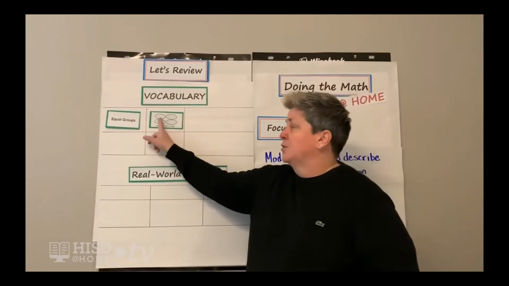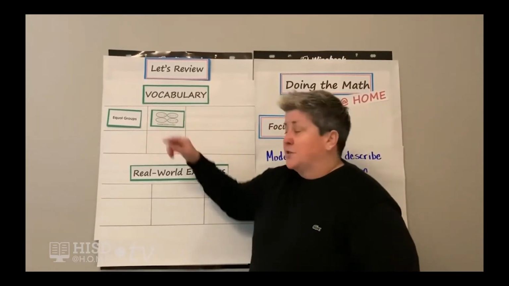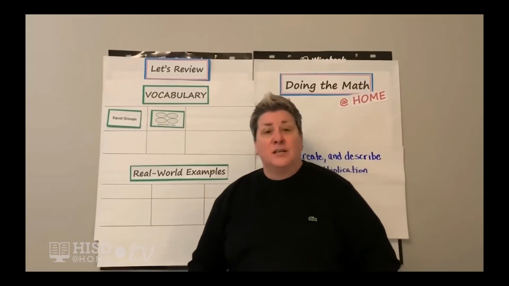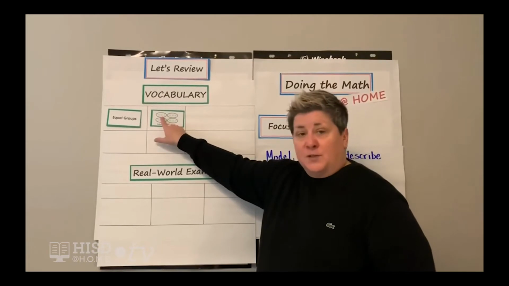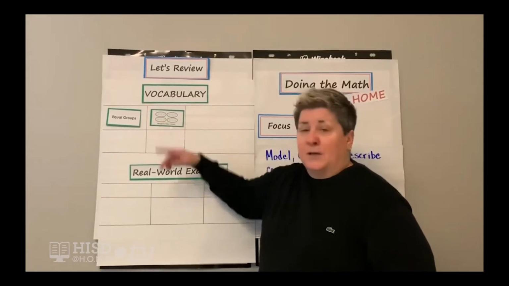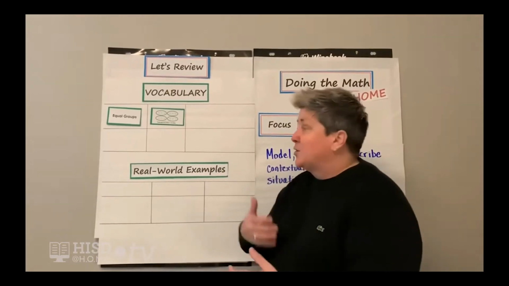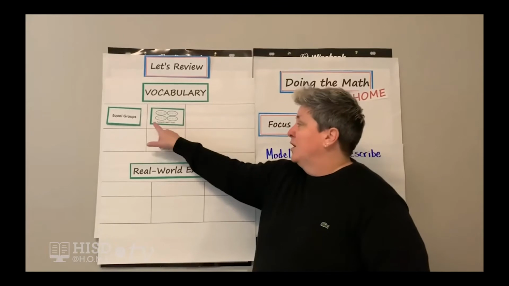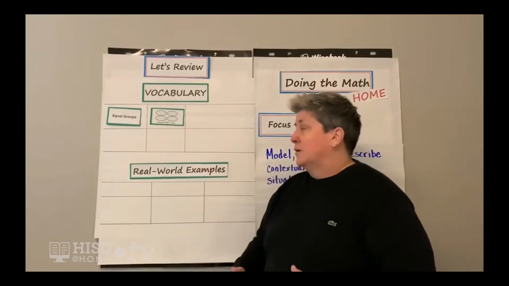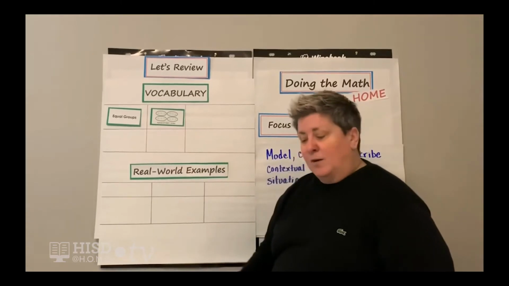What I can see is the green circles represent my groups, and the stars represent how many are in each group. So when I look at this, I can see that the first group has 3 stars, the second group has 3 stars, and each of the next 2 groups also have 3. So I can see the representation of equal groups here. So what do we know? We know that 4 groups of 3 stars is going to be the same as 12 stars.